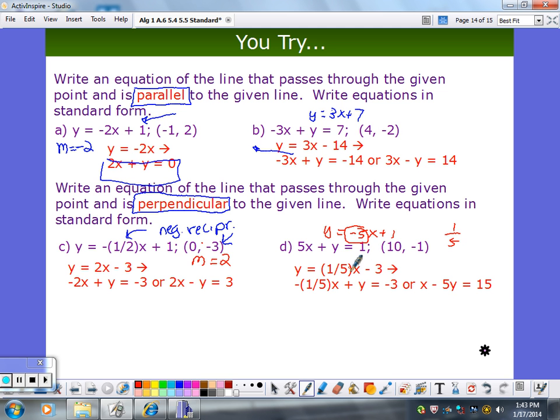Oh, so we forgot. Make sure you're in y equals mx plus b. You can't just take the thing in front of the x. This is standard form. Okay, so then I used point slope. I got y equals 1/5 x. Then I subtracted it out to put it in standard form. I said, I don't want negative and I don't want a fraction, so I multiplied through by negative 5. x minus 5y equals 15.